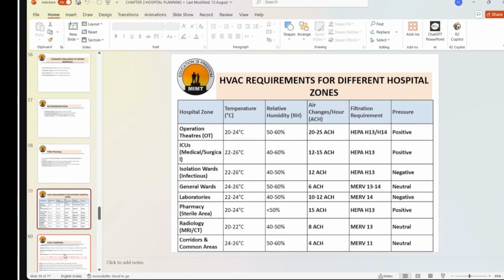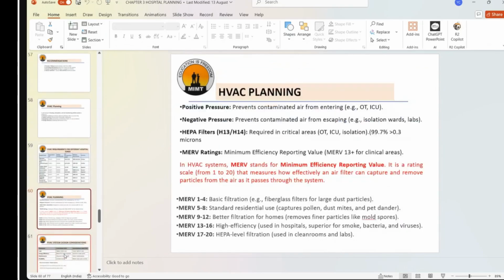Corridors in the common area, that temperature may be 24 to 26. 4 air changes is more than sufficient because most of the area may be open area. And again, if we talk about the pressure, that is supposed to be neutral kind of thing.